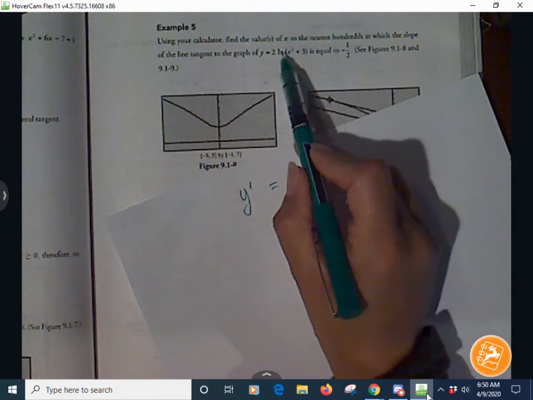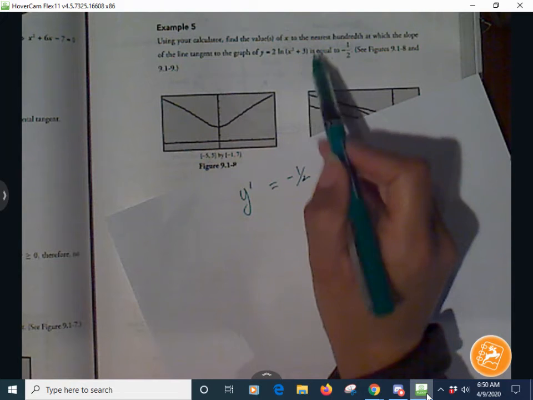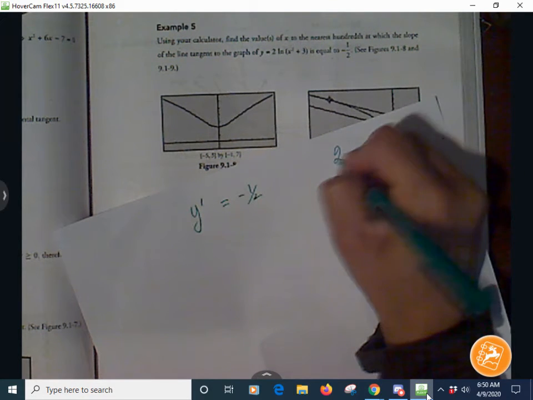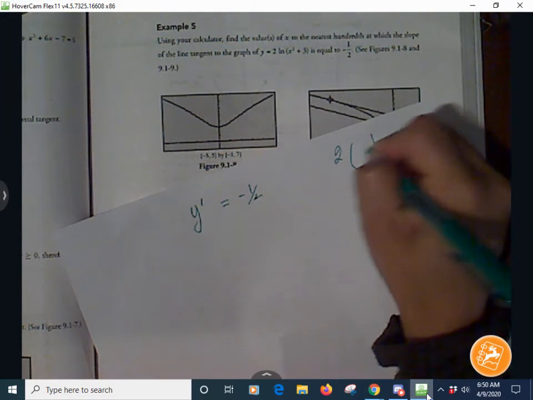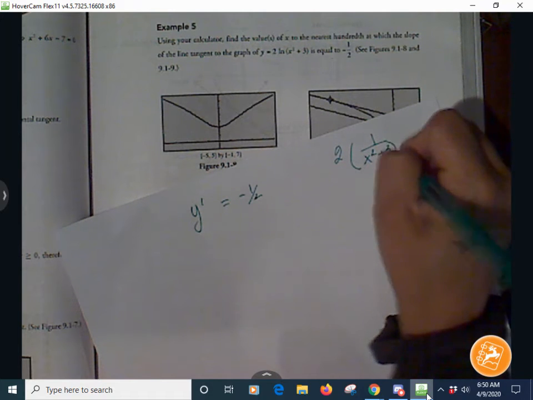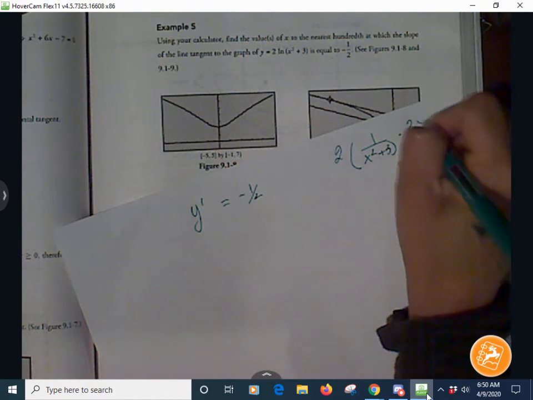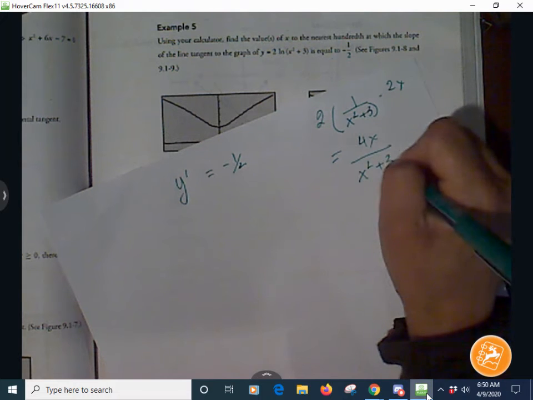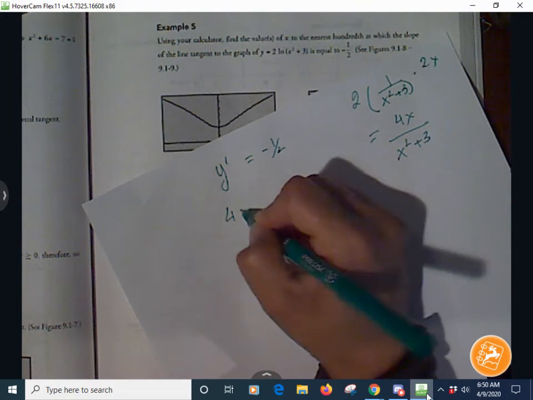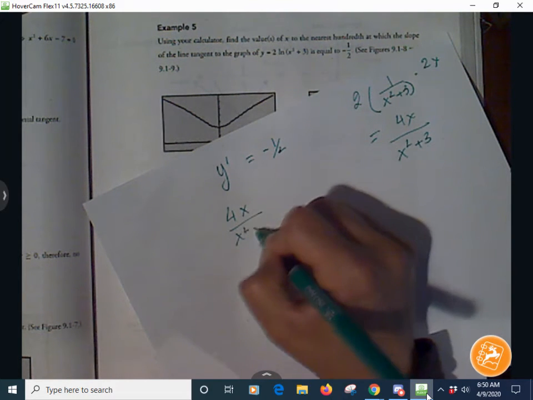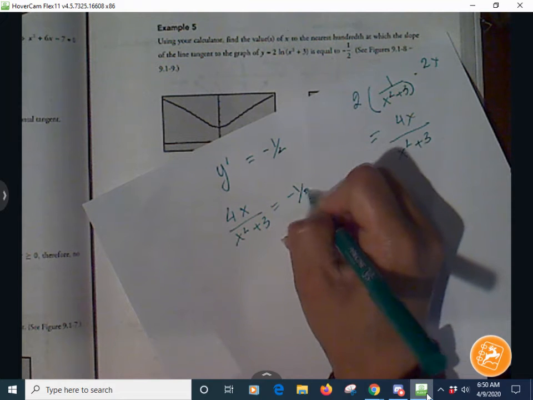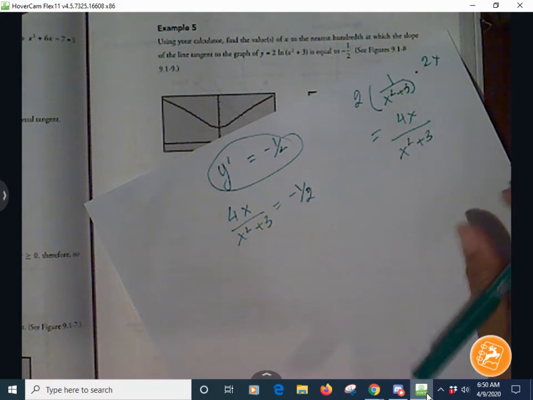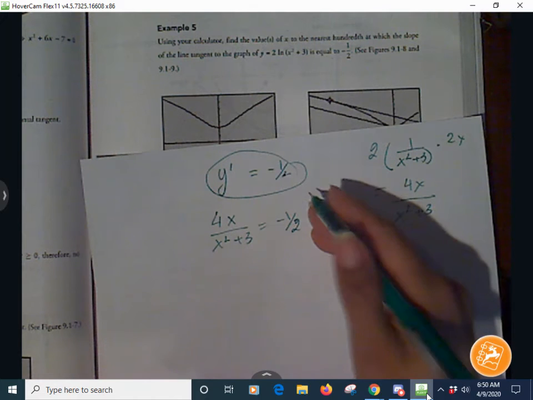And you could go actually find the derivative. The equation would be 2 multiplied by 1 over x squared plus 3 times 2x, which would then be 4x divided by x squared plus 3. So the equation, if you had to do it, would be 4x divided by x squared plus 3 is equal to negative 1/2. But you don't have to do that. I could just look at this and say y prime is equal to negative 1/2. And how would I solve this?